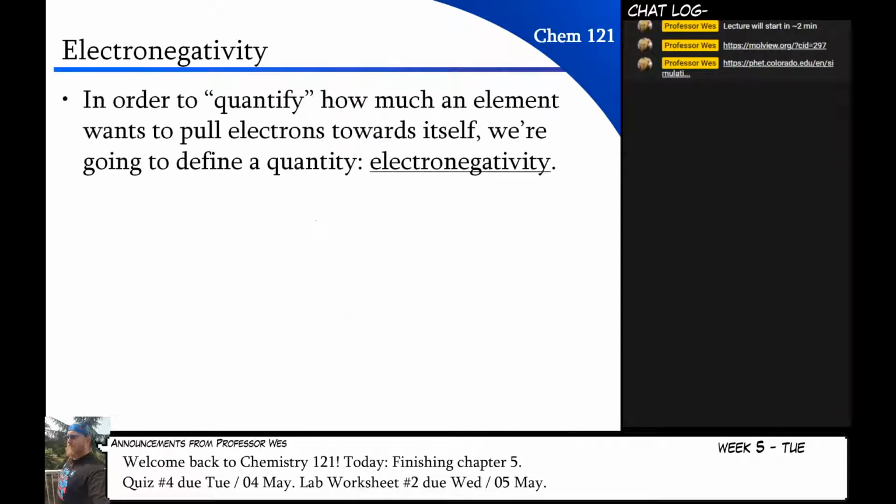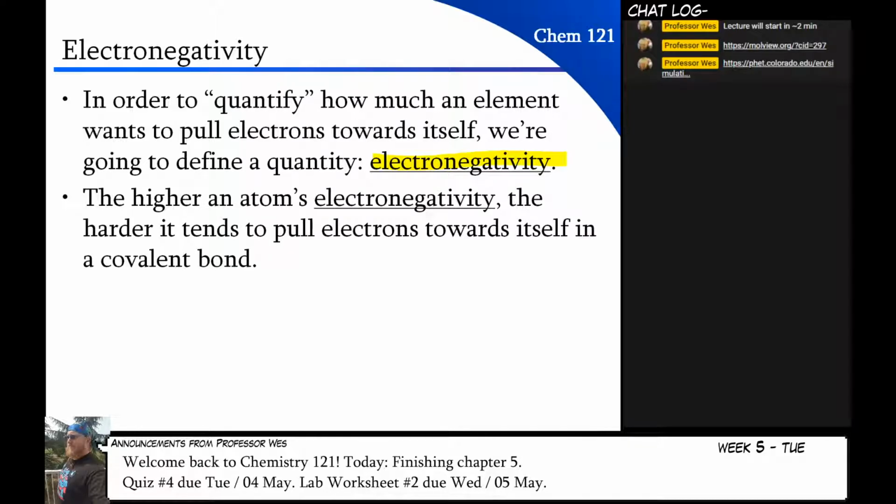Quantum mechanics is ridiculous. So we're going to quantify this instead by giving all these elements a number that we have already ascribed on a table somewhere. And so this property is called electronegativity. The electronegativity of an atom is just how strongly an atom pulls electrons towards itself through bonds.